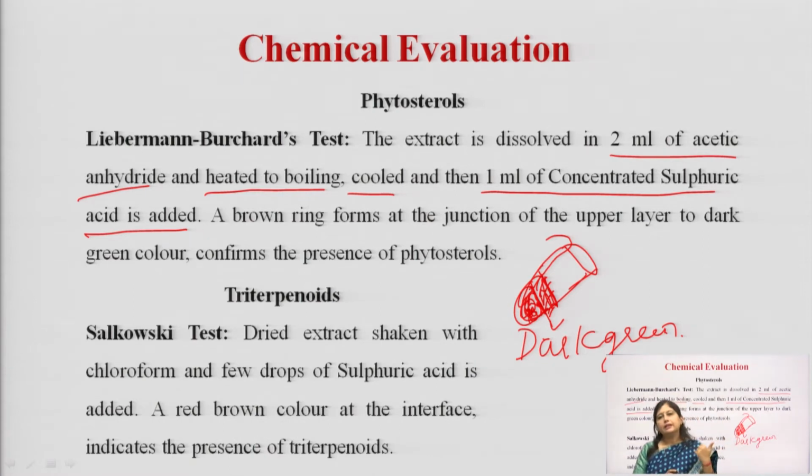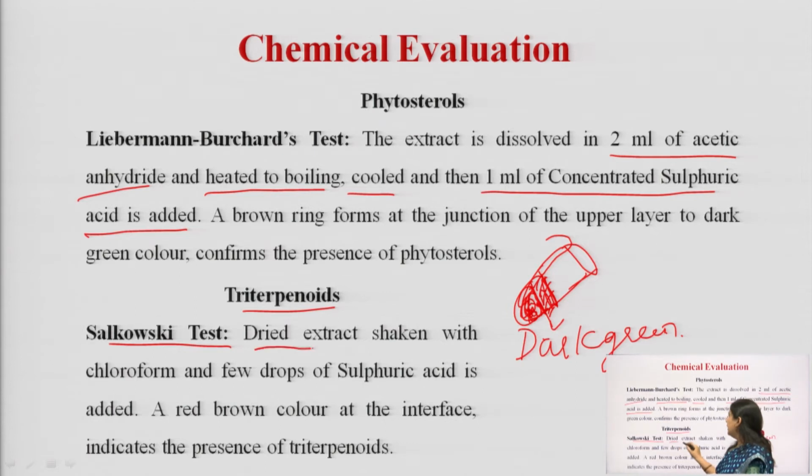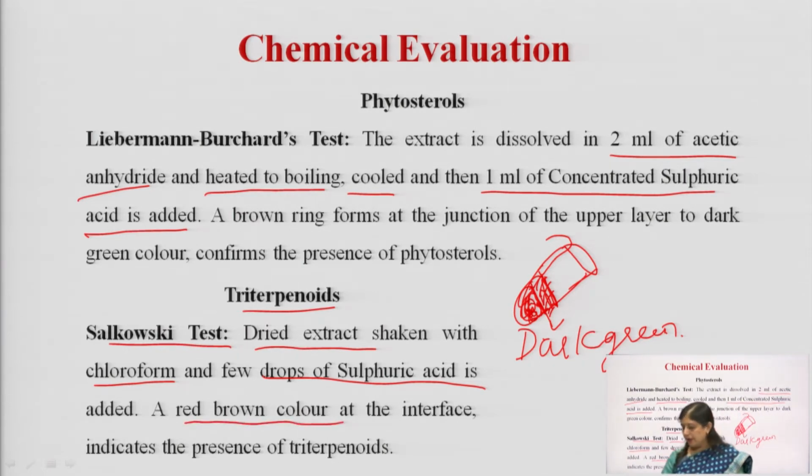So, this test will be positive if a brown ring is formed with a dark brown color on the upper side. The second test is done for the triterpenoids, which is known as the Salkowski test. Again, we take the dried extract to which we add chloroform and a few drops of sulfuric acid. In the same way, the sulfuric acid goes to the bottom of the test tube and forms an interface or junction. At the junction, if a red brown color is formed, then it says that triterpenoids are present.